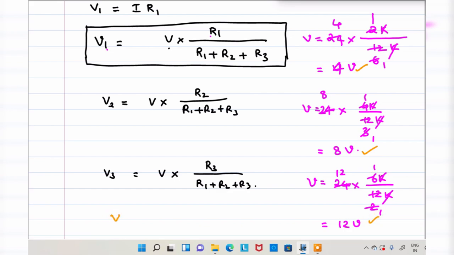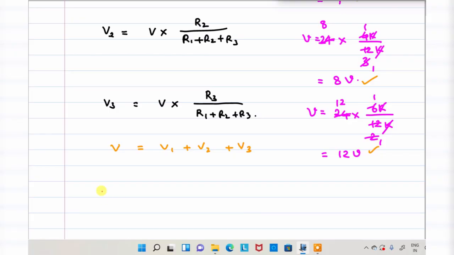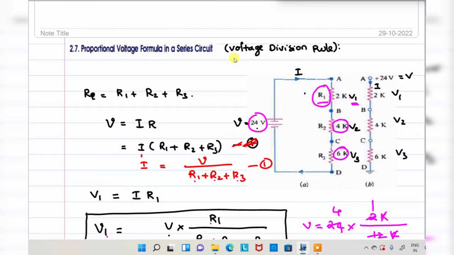We can verify our answers. V is equal to V1 plus V2 plus V3. You need to satisfy this in case of series circuit, right? What is the V here given? 24. What is the V1? You got 4. V2 you got 8. V3 you got 12. Is it equal to 24 or not? 24 volt. That means our characteristic of the series circuit is satisfied. So this is about the proportional voltage formula or voltage division rule formula.